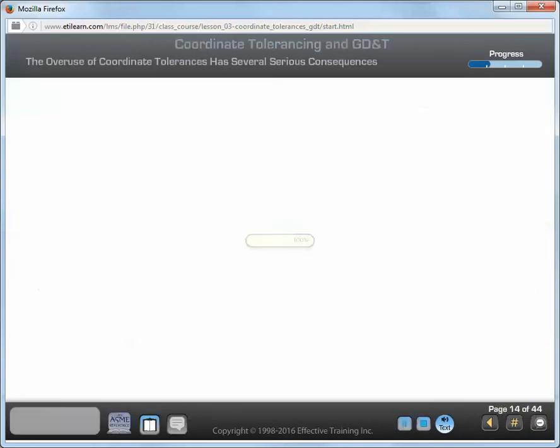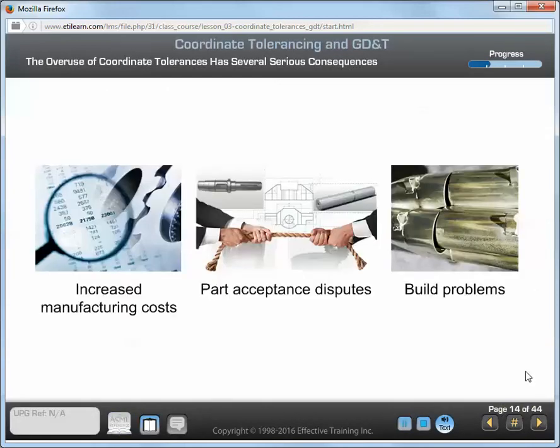To continue. When the location or orientation of diameters, widths, and surfaces are dimensioned with coordinate tolerances, there are several ways you can interpret the dimensions for inspection. This can result in several undesirable conditions, including increased manufacturing costs. This is often noticeable as the scrap and rework required when coordinate tolerances are interpreted differently between production and inspection.